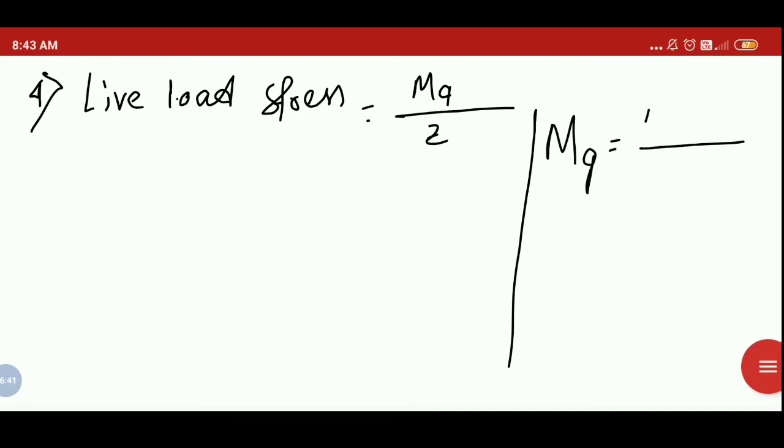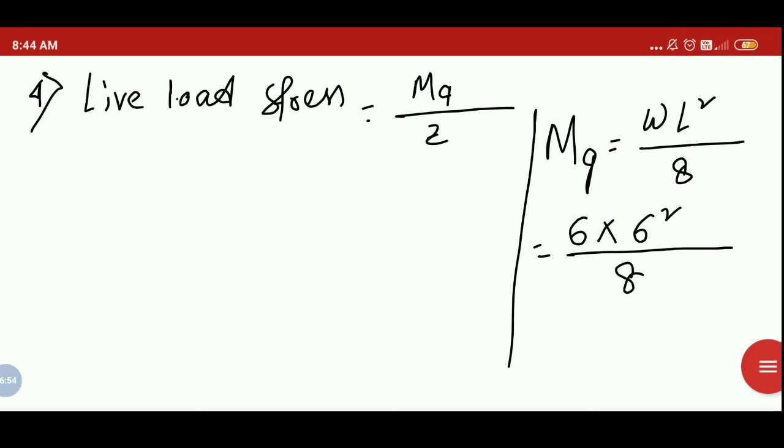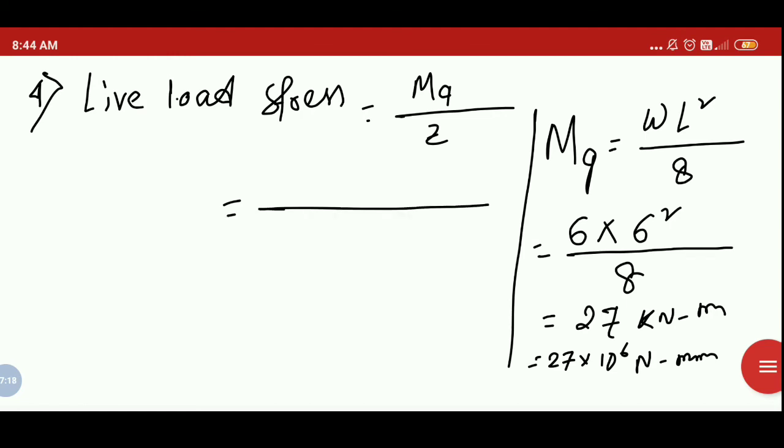The last point, the fourth one, is live load stress. M_q will be w L square by 8, w will be the live load. Live load is given 6 kilonewton into L square, 6 square, divided by 8. It is 27 kilonewton meter, 27 into 10 to the power 6 Newton mm. So put the value: 27 into 10 to the power 6 by 3 into 10 to the power 6, that is 9 Newton per mm square.